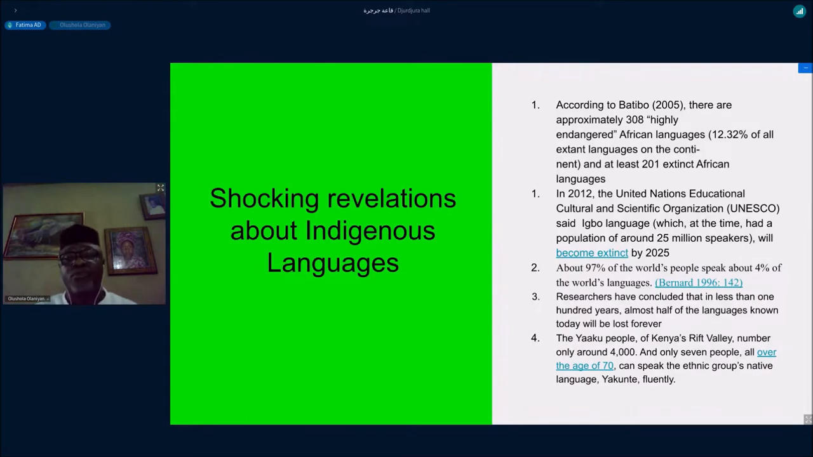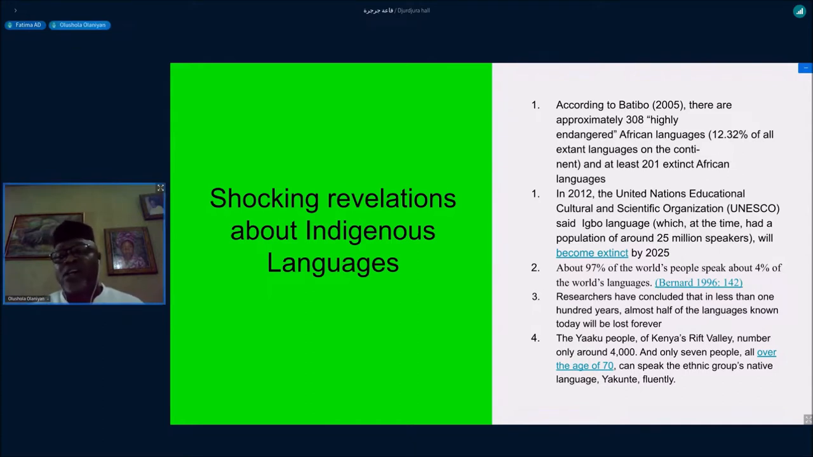This subsection is going to look at some of the shocking revelations about indigenous languages. According to Batibo 2005, there are approximately 308 highly endangered African languages, which sum up to 12.32% of all extant languages of the continent. And from what we have, 2,000 languages are being spoken in Africa, and over 300 of these languages are severely endangered.